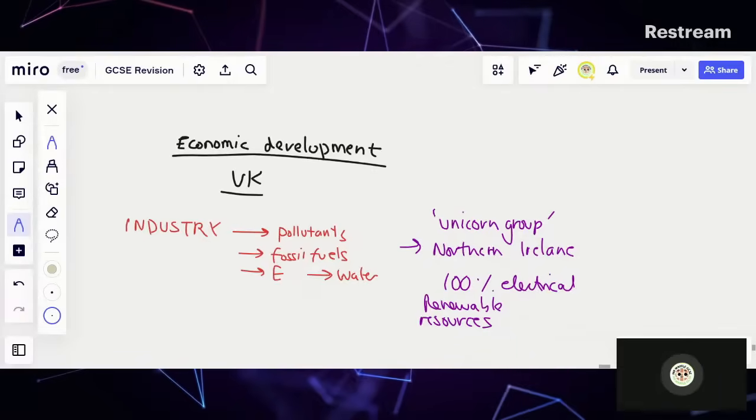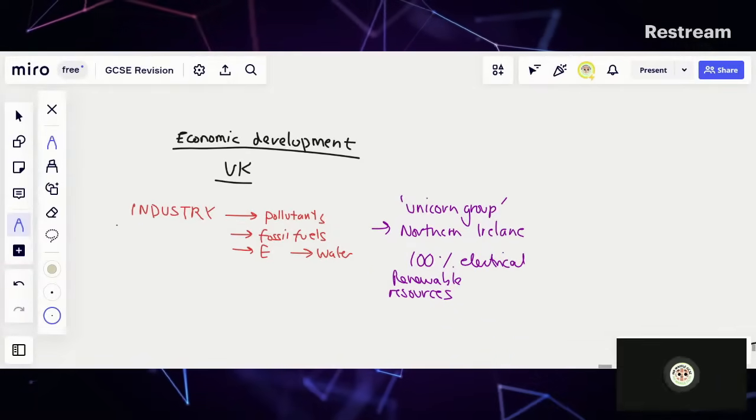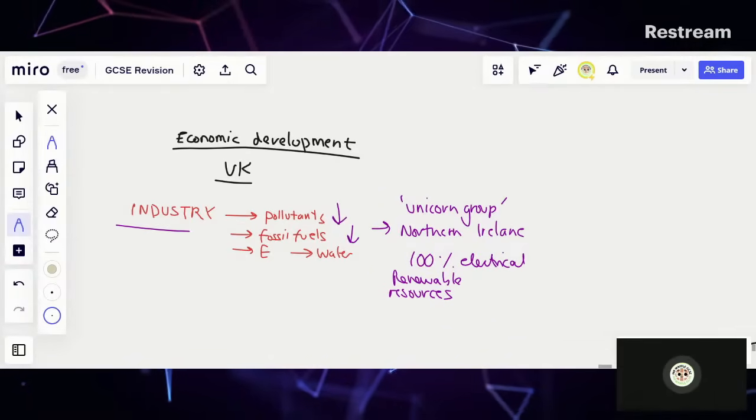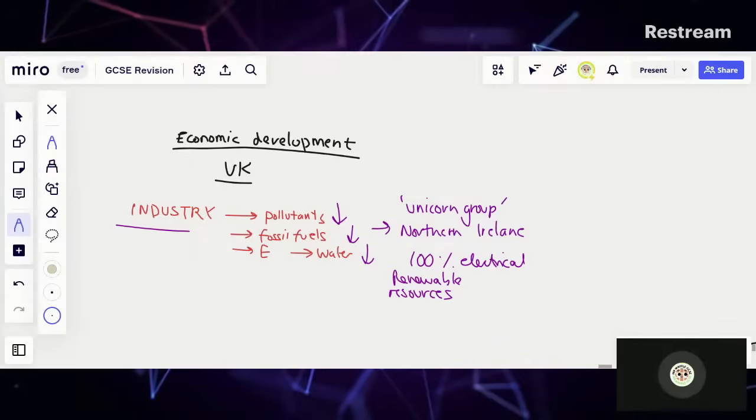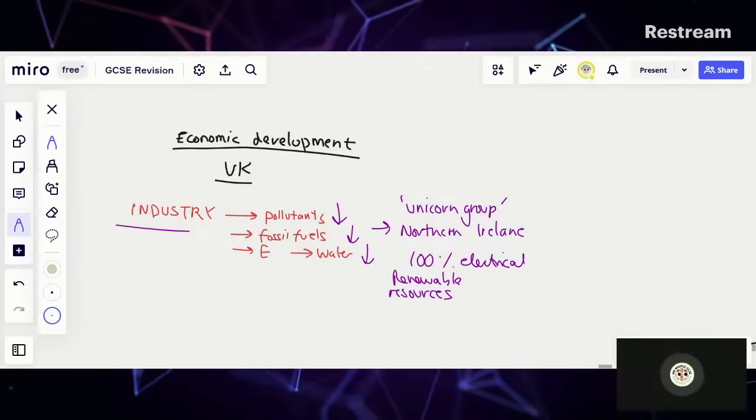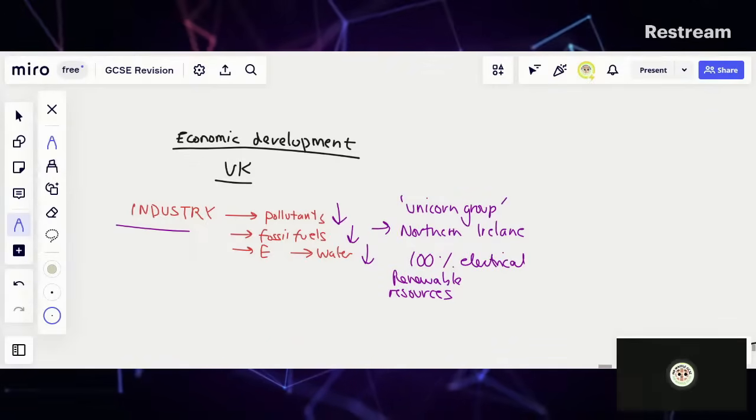So the Unicorn Group is an example of an industry that actually reduces the pollutants, reduces the fossil fuel, reduces the wastage by being really sustainable and getting 100% of their electricity from renewable sources.